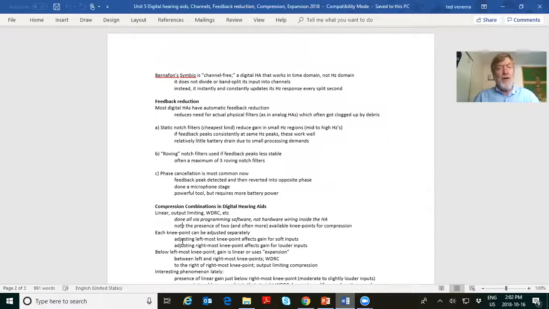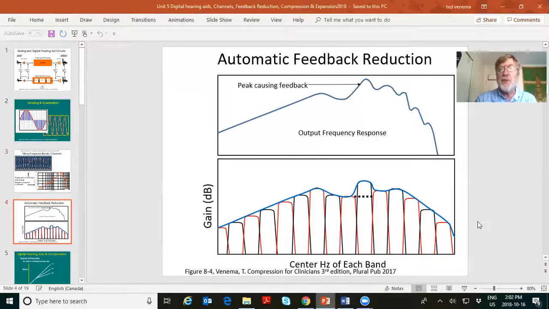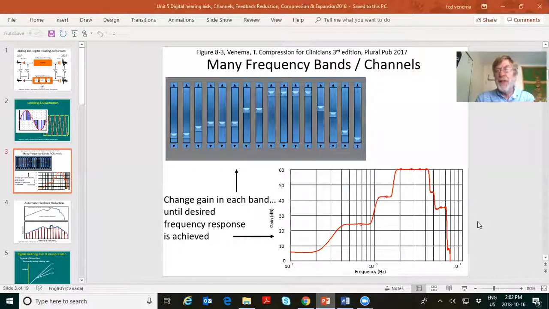But all it did was instantly and constantly update its frequency response. Instead of raising or lowering individual little fingers, I love that when the PowerPoint just disappears. It's just weird, okay? Anyway, instead of raising or lowering little fingers, this one acted at all frequencies, changing completely the bass gain and treble gain as it instantly updated itself in time. So it was said to work in the time domain as opposed to in the frequency domain.